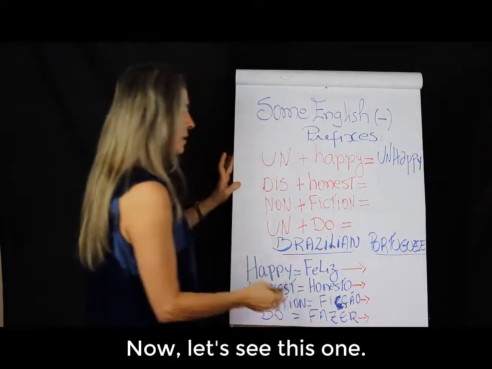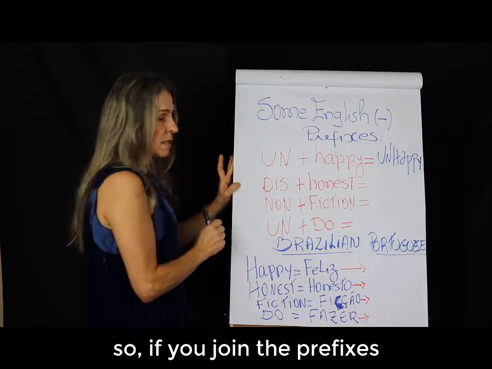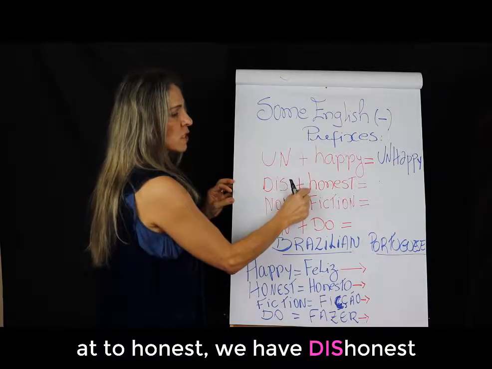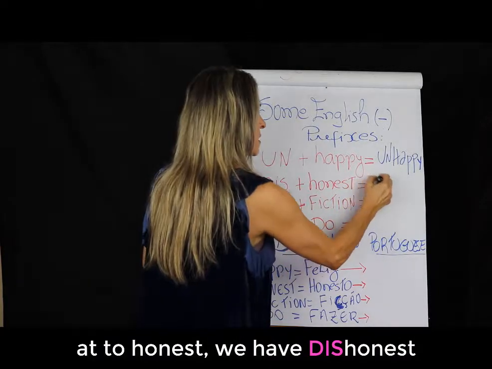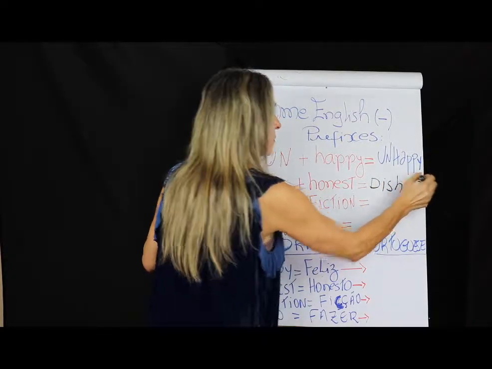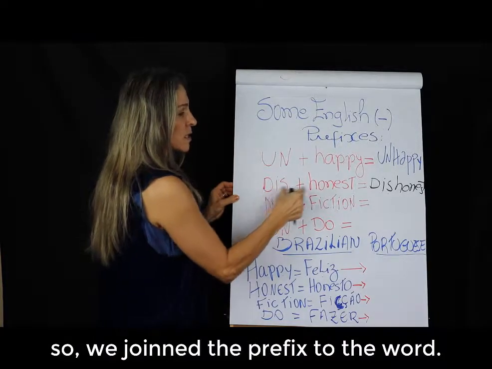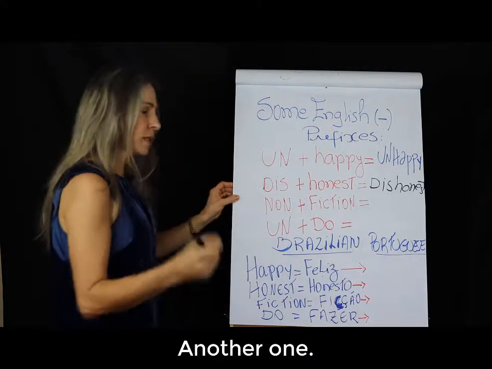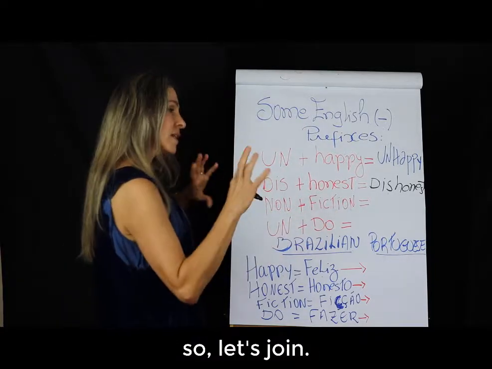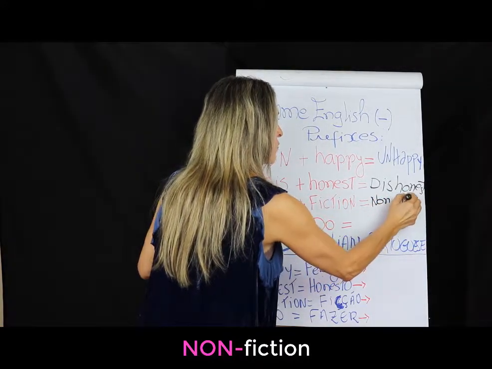Now let's see this one. Dis plus honesty. So if we join the prefixes, okay, to honesty, we have dishonesty. Clear for you? So we joined the prefix to the word. Another one. We have non plus fiction. So let's join. Non-fiction.